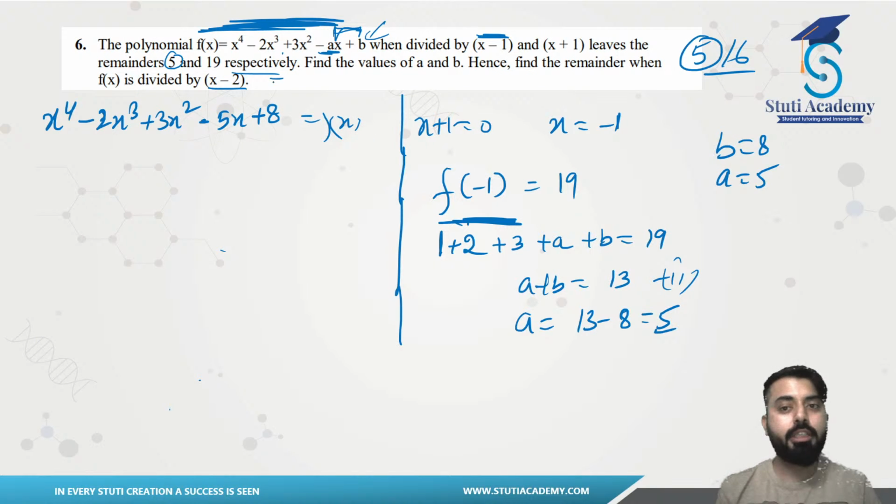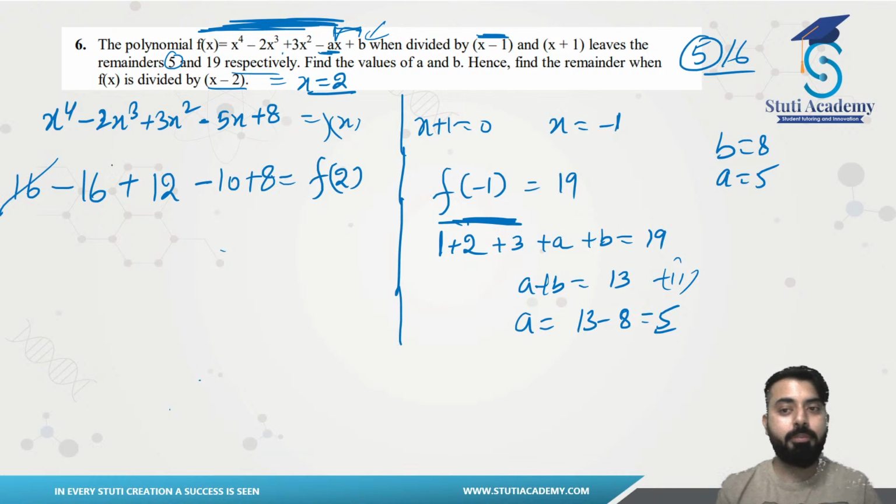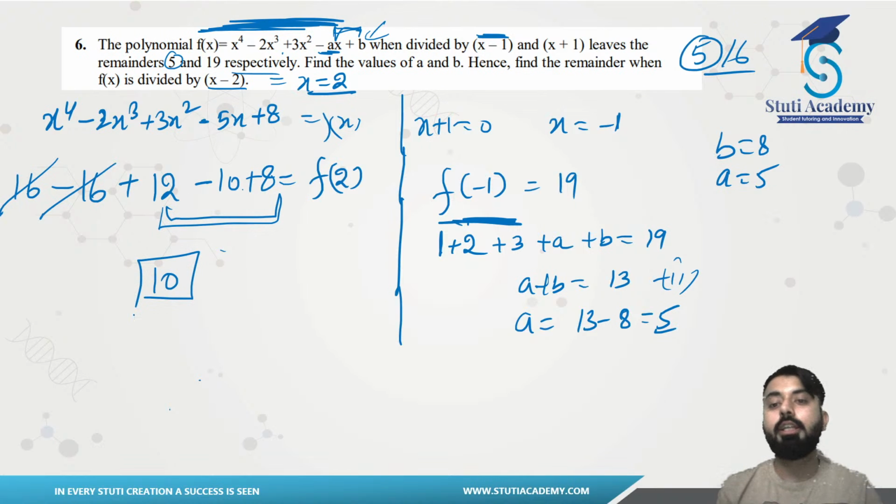Now I have to write this value. So putting x minus 2 equal to 0, my x will be 2. Place it here. So f of 2 will be the fourth power of 2, that will be 16. 2 to the power 4, right? Then 2 into 2 cube, that means 2 into 8, that will be 16 as well. Plus 3 into 4, that will be 12. Minus 5 into 2, that will be 10, plus 8. So you guys see, 16 minus 16 cancels out. 12 plus 8 is 20. 20 minus 10 will be 10. So your answer will be 10.